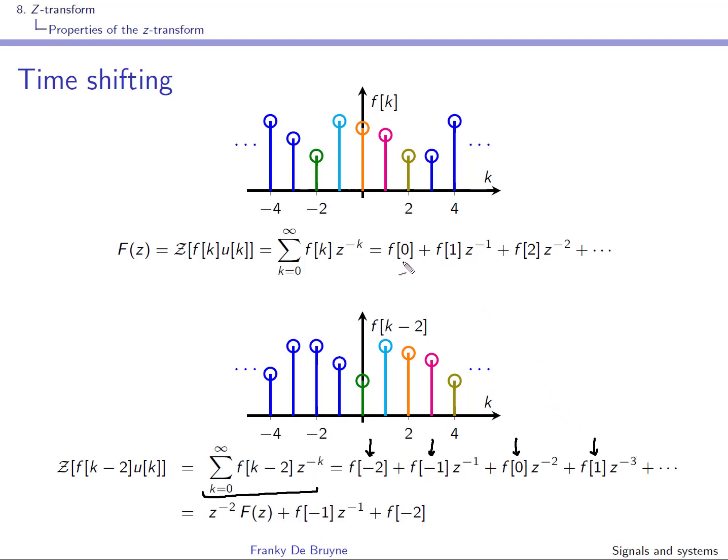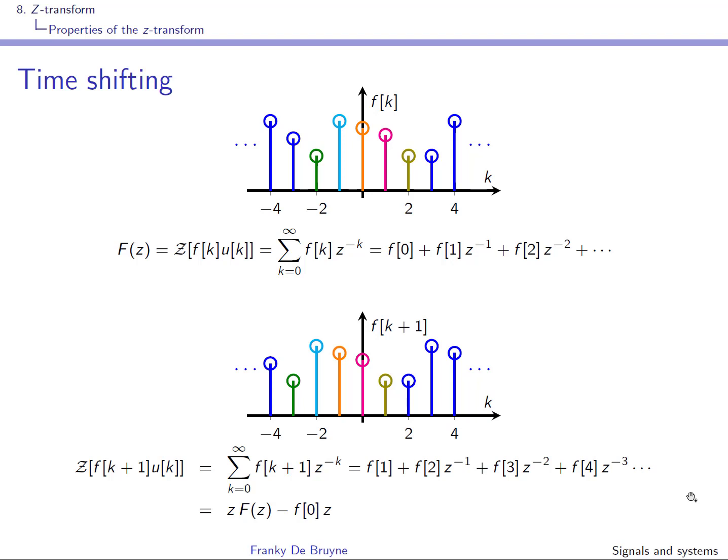Again, observe that this is here f of z, and observe that what you have in this direction here is z minus 2 f of z, right? This is this sequence here multiplied by z minus 2. So this is what you've got over here, and what you have to add is these two terms over here.